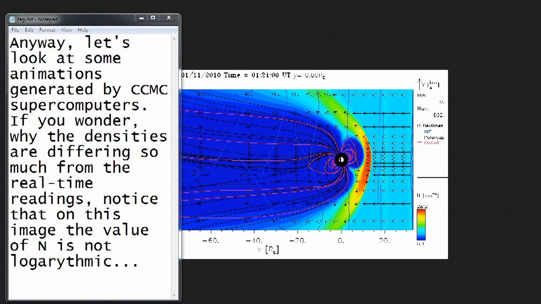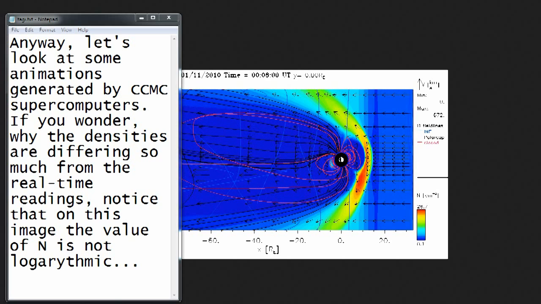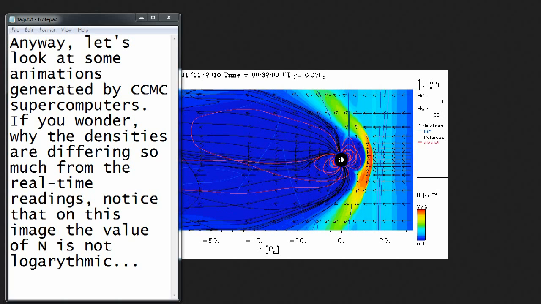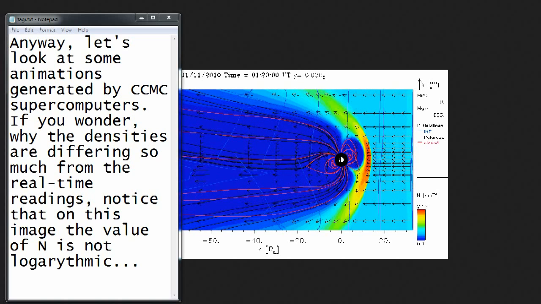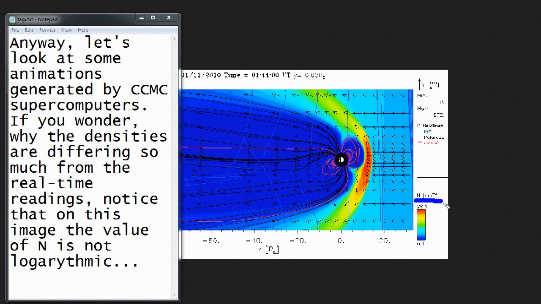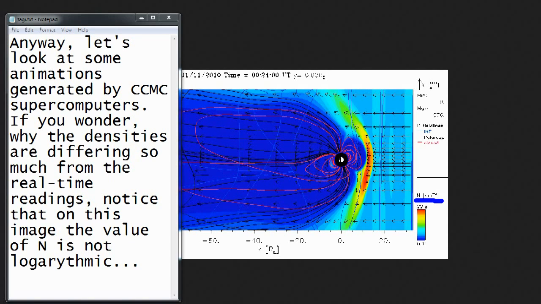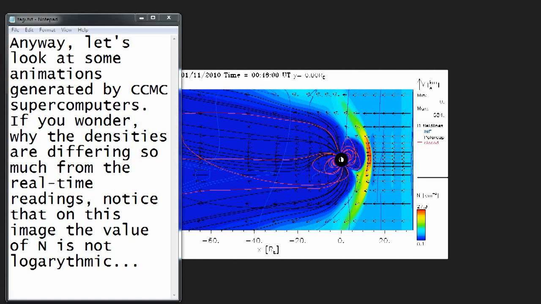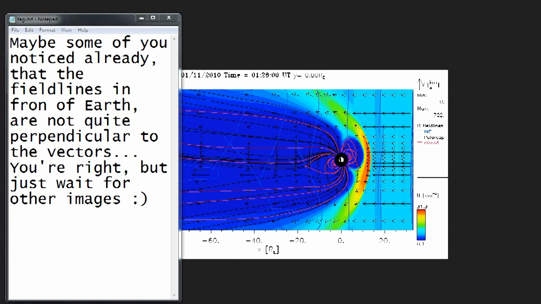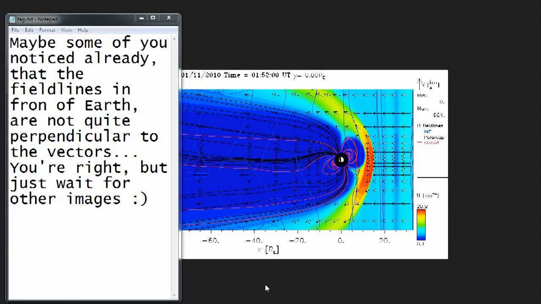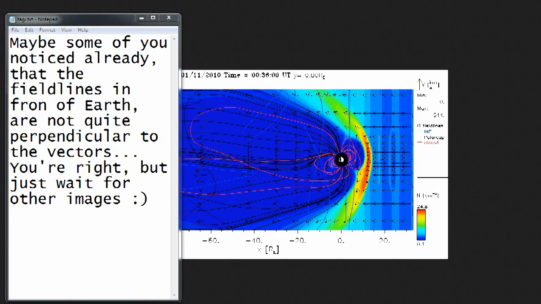Anyway, let's look at some animations generated by the CCMC supercomputers. If you wonder why the densities are differing so much from the real-time readings, notice that on this image the value of n is not logarithmic. Maybe some of you noticed already that the field lines in front of Earth are not quite perpendicular to the vectors. You're right, but just wait for other images.